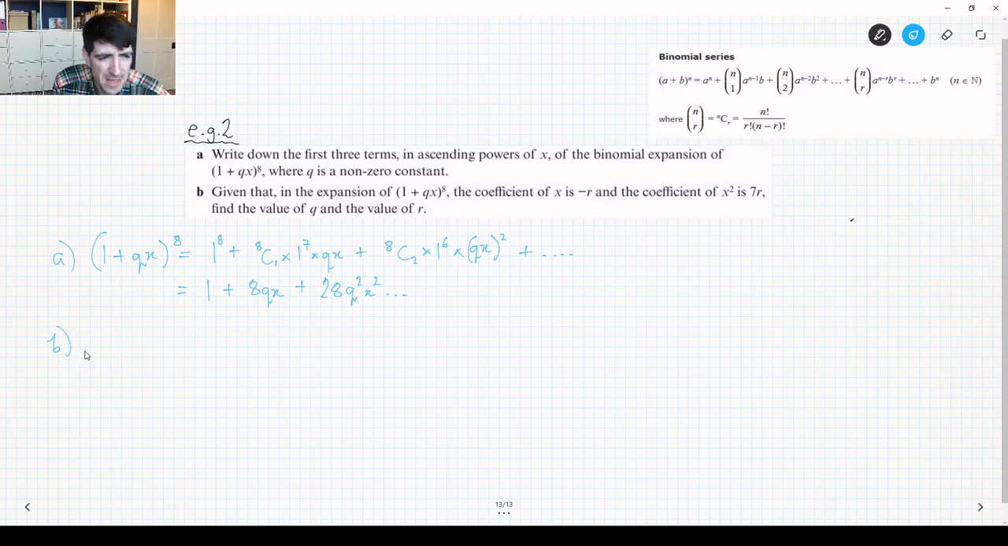So part B then says, given that the coefficient of x is minus r and the coefficient of x squared is 7r, find the value of q and the value of r. Well, the coefficient of x is 8q. So we know that 8q equals minus r. And we also know that 28q squared equals 7r.